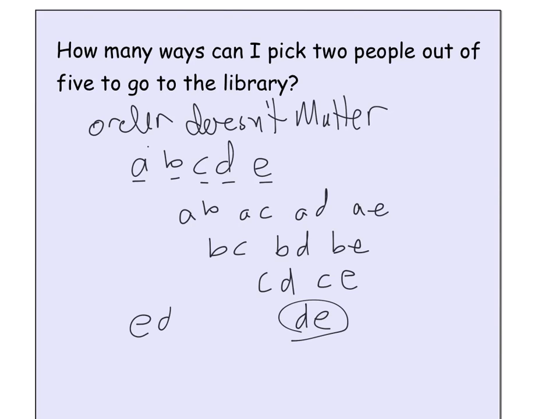If I picked E first and then D second, would I pick two different people? No. So it doesn't matter what order I pick them in. And this is what is called a combination instead of a permutation. And we'll get to that in a little bit more. Anyway, that's kind of what we're looking at.